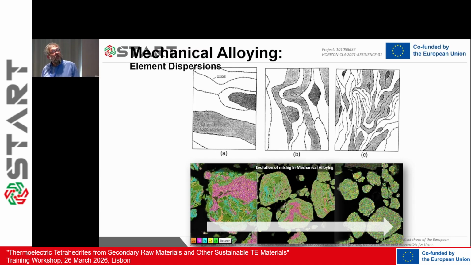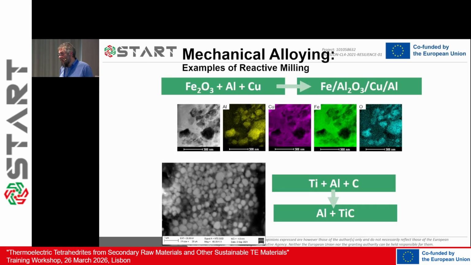This below is actually a sequence of images that we took at different milling times. So you see, you start with some clusters, after some time of milling, and you end up with a complete dispersion, almost complete. Sometimes you still need some thermal treatment to fully alloy it. But one thing is alloying, one thing is forming specific crystal structures.